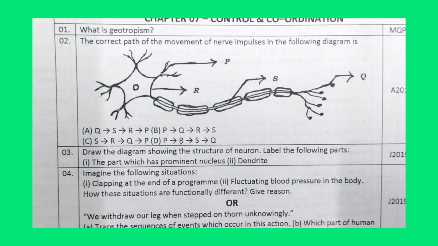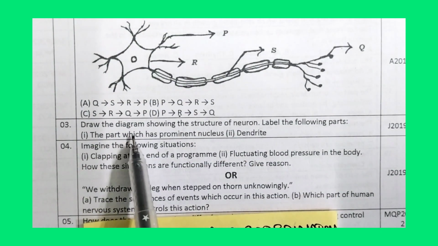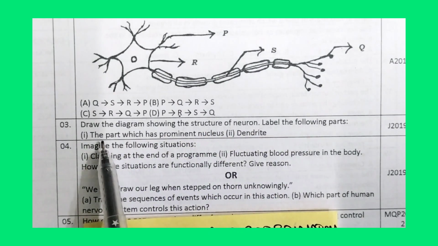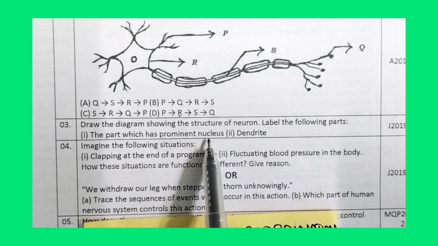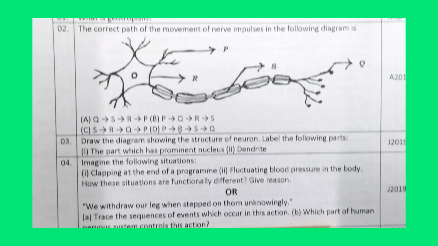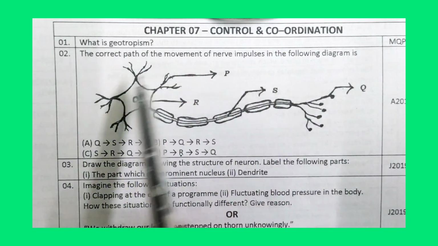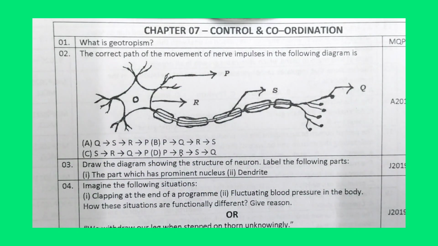Now let us move to the third question. Draw the diagram showing the structure of a neuron. Label the following parts: a prominent nucleus and the dendrite. So you have to draw this. This is the structure of the neuron, so we have to draw the structure of the neuron.